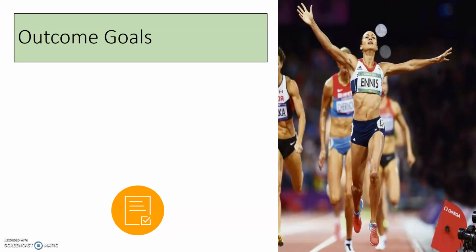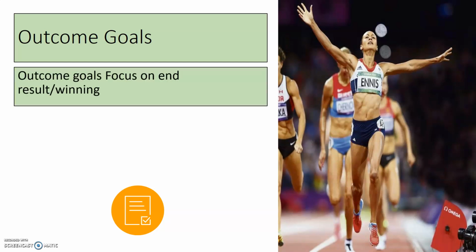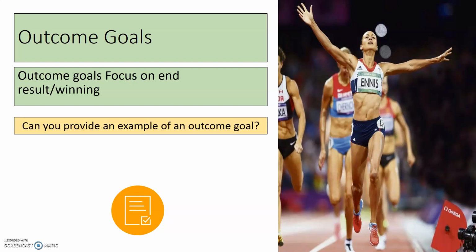Okay, so let's look at outcome goals next. Ultimately, outcome goals refer to the end product, so the end result. So whether we're winning or losing. So what have we actually achieved from our actual performance ultimately? Okay. So again, I just want you to pause the video here and think about what is an example of an outcome goal.